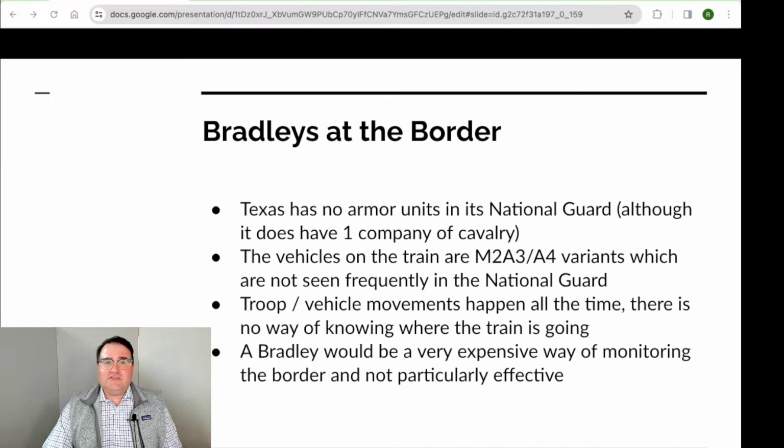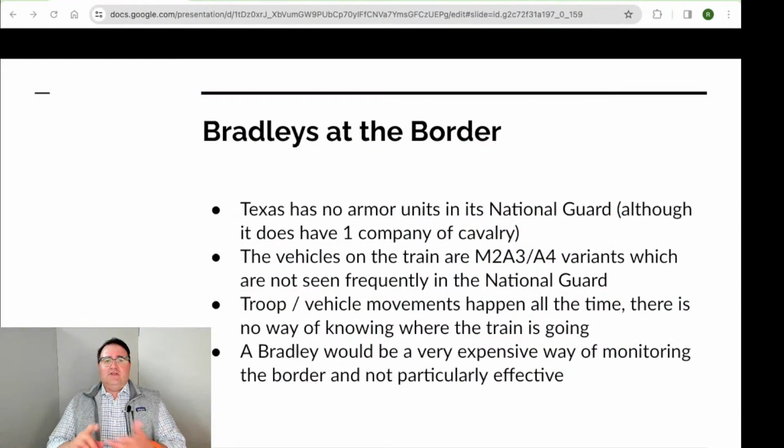So here's the deal. Texas has no armor units in the National Guard. There is one company, a CAV, I believe, in Texas, and I think they share that with Tennessee. It's a National Guard unit that goes across borders. The vehicles on the train were M2A3 or M2A4 variants, which are not frequently seen in the National Guard. Currently, the active duty military has the A3 variant. They're being replaced by the A4 variant.